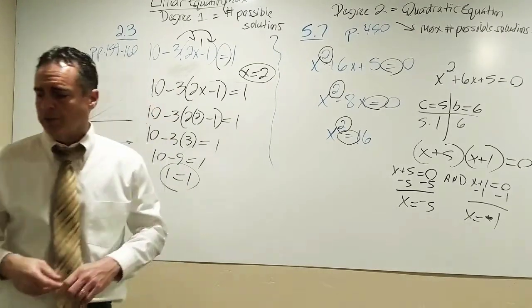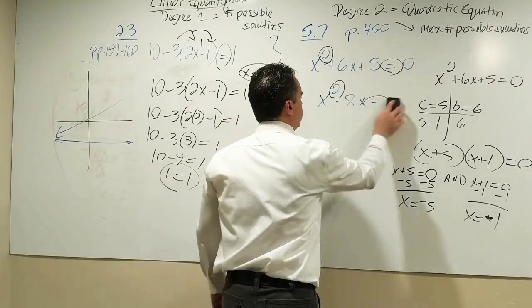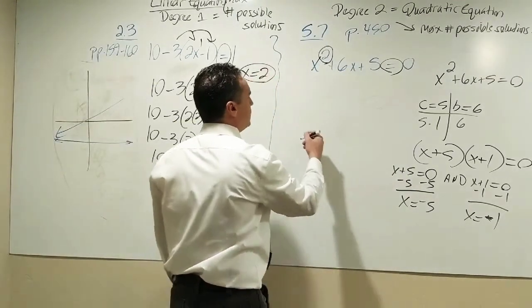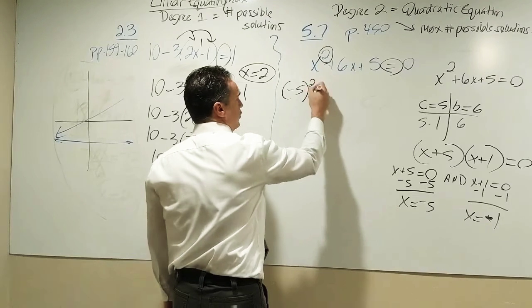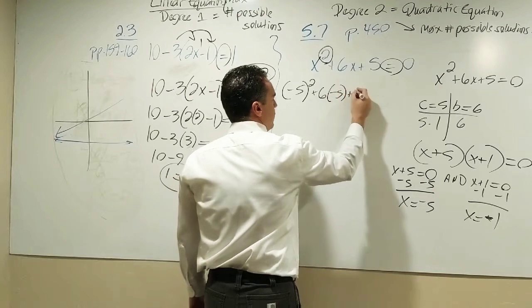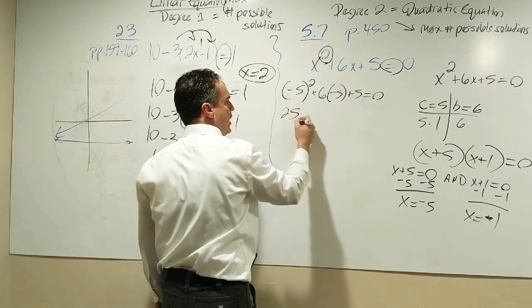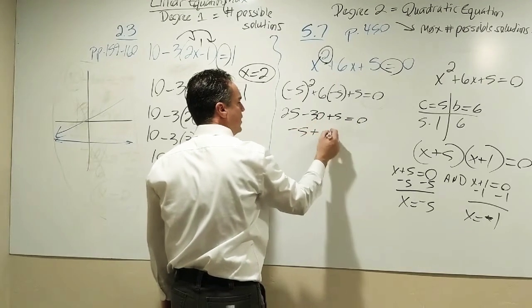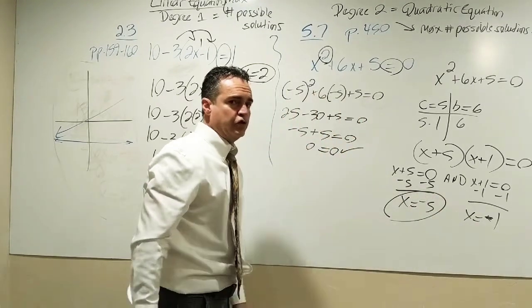Well, here's what's so cool. We can do the exact same thing with this equation right here. We can take each of these solutions and say, where there is an x, we put in a negative 5. So it's going to be negative 5 parentheses squared, because the x is being squared, plus 6 times negative 5, plus 5 equals 0. Negative 5 squared is negative 5 times negative 5, which is positive 25. 6 times negative 5 is minus 30, plus 5 equals 0. 25 minus 30 is negative 5. Negative 5 plus 5 equals 0. Indeed, 0 equals 0. Check, that's true. So this is a true solution to this equation.